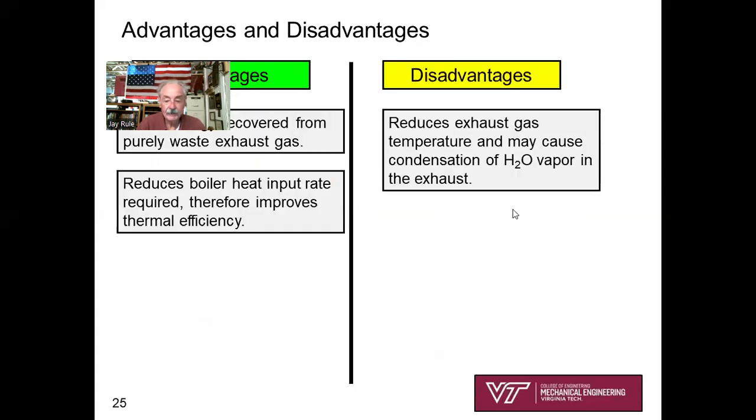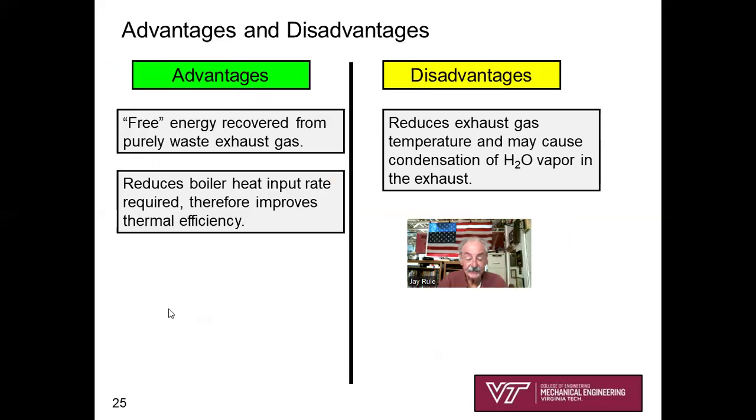Okay, advantages. This is like free energy. This is just energy that you're recovering from the exhaust gas, and it's not costing you a dime other than the capital cost of putting in your economizer. It can dramatically reduce the boiler heat input rate required to boil the water from compressed liquid up to saturated liquid. Disadvantages: it reduces exhaust gas temperature and might cause condensation of water vapor in the exhaust, which could cause corrosion.